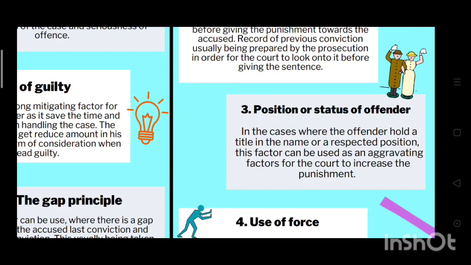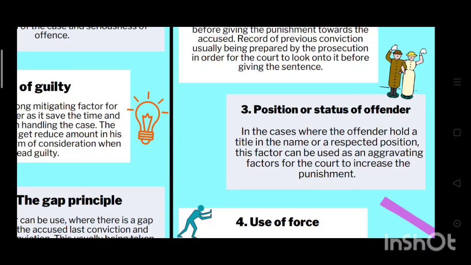The case was then brought on appeal, where the deputy public prosecutor used his status against the offender in order to get the court to impose a heavier punishment towards him. The Federal Court increased his punishment by giving 4 years imprisonment for the first charge and 3 years imprisonment for the second charge, which run concurrently. The court opined that, because the accused held the respected position of a leader in the state government, he should have shown a good example to other people.